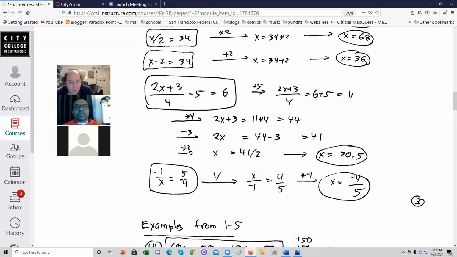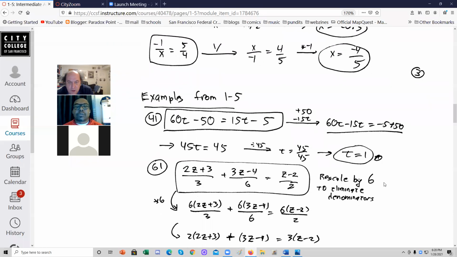I take the reciprocal of both sides. That'll flip this into x over negative 1 and 4 over 5. And then here we have a division by negative 1. We undo that by multiplying both sides by negative 1. It cancels on the left. We're left with x equals minus 4 over 5.